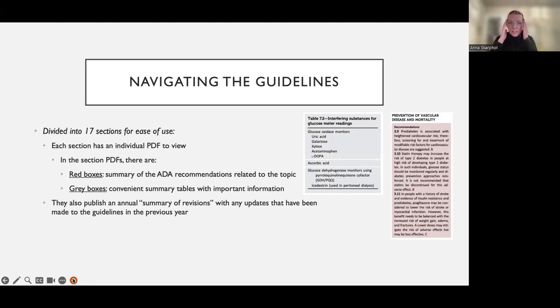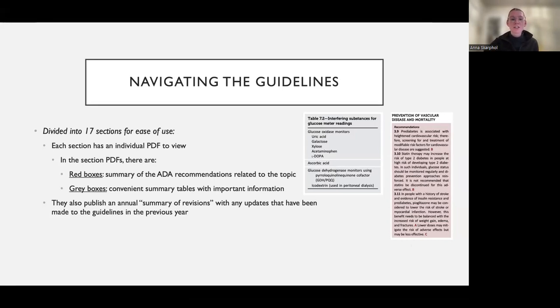But just some basic tips for those PDFs. Throughout, you're going to find red boxes and gray boxes. The red boxes in the PDFs provide the recommendations from the ADA, and they just put them in nice red boxes to draw your attention to them. And then the text of the guidelines will explain further the data behind each recommendation.